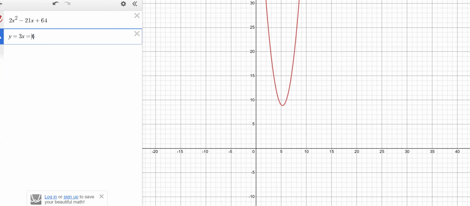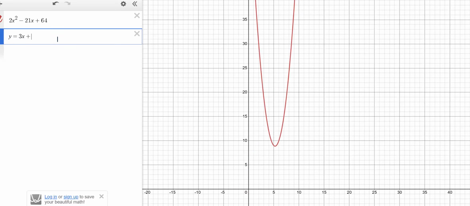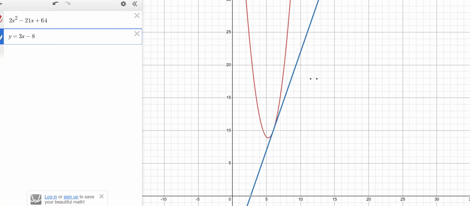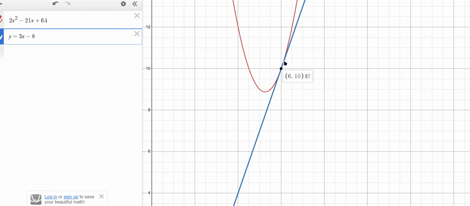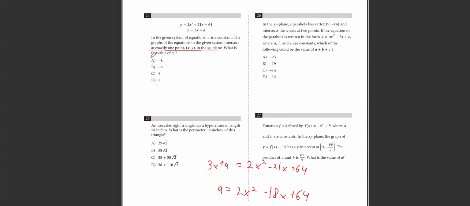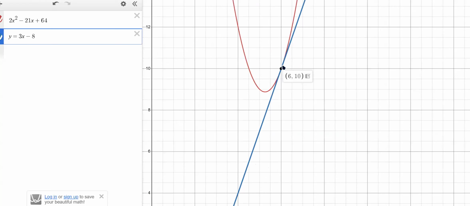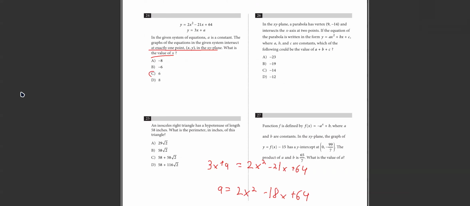So we have positive 6. This intersects twice. Positive 8 also intersects twice. We have negative 8, which intersects once right here at x equals 6, y equals 10. The question asks what is the value of x if there's only one intersection point. In this case, the value of x when there's only one intersection point is 6. So the correct answer is C.